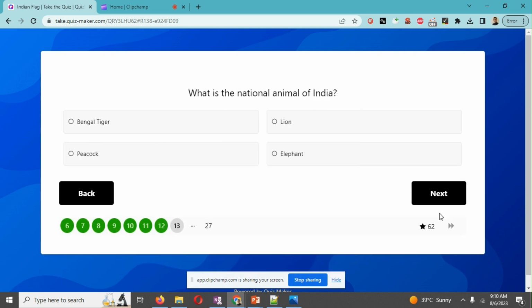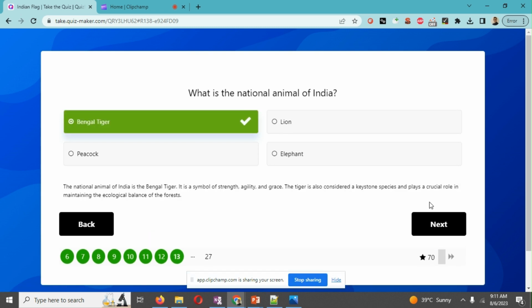What is the national animal of India? All right, this is an interesting one. People get confused between lion, tiger, and elephant. Peacock is not an animal, so we will rule out peacock. The options are elephant, lion, and tiger. I'll also rule out elephant because we never heard about the elephant being our national animal. People get confused between lion and tiger, but again, guys, the Bengal tiger is the correct answer. The Bengal tiger is the national animal of India.